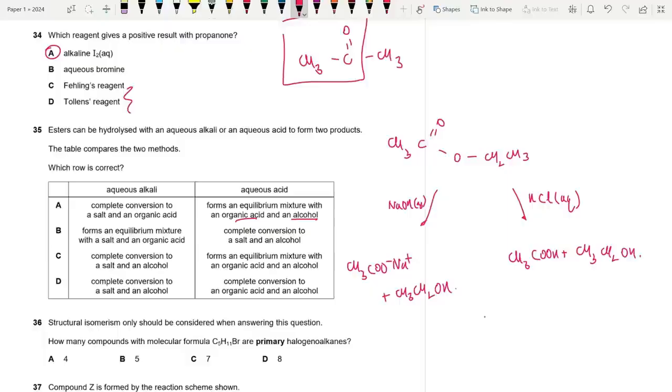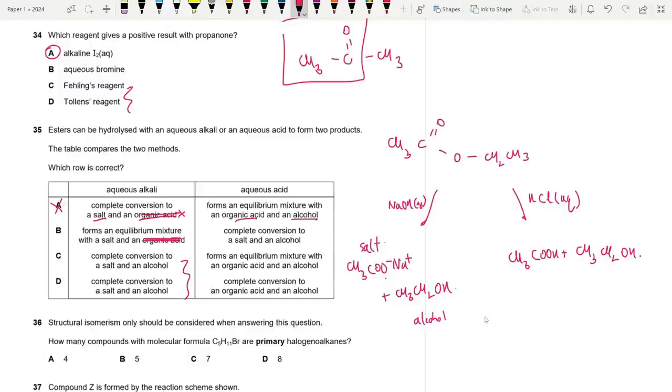The actual answer is, look, why is A wrong? Because if you give the alkali, you actually get a salt and an alcohol. But they said complete conversion to salt and organic acid. This should have been alcohol, so this is wrong. So B forms an equilibrium mixture with salt and organic acid, wrong again. So it's between C and D: complete conversion to salt and an alcohol, and here forms an equilibrium mixture with an organic acid and alcohol, complete conversion to an organic acid and alcohol.